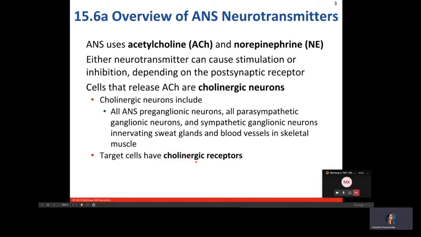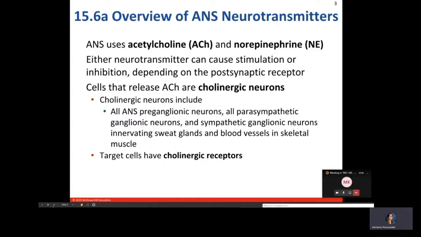The vast majority of the sympathetic ganglionic neurons are going to use norepinephrine, and we'll get to that in a second. Whenever these cholinergic neurons release acetylcholine, it's going to bind to a receptor. In the past we've called them acetylcholine receptors, but we can call them cholinergic receptors, which means that they bind acetylcholine. That's the technical term. So a cholinergic receptor binds acetylcholine.